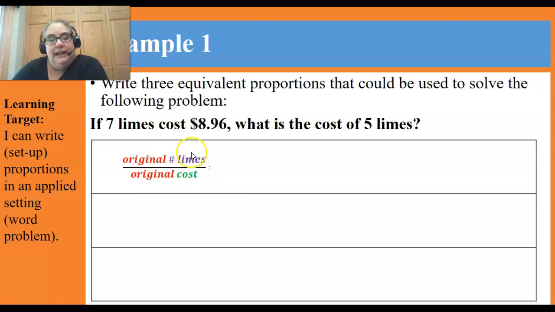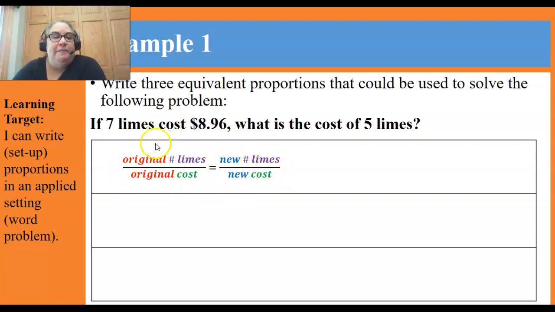So that would be our first ratio. Now, if this is the way that I'm setting up my first ratio and I need to set up a proportion, I kind of have to keep things in the same spot. So in my second ratio, I'm going to have to be comparing number of limes to cost because that's how we have it set up. But instead of looking at the original information, I'm going to be looking at the new information. So one correct proportion, looking at the labels, would be original number of limes to the original cost has to be the same as the new number of limes to the new cost. So remember, limes are going to be in our numerators and cost is going to be in our denominators.